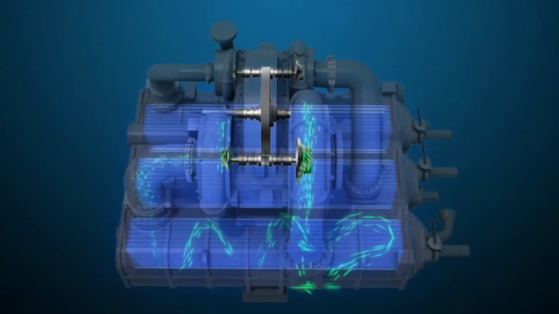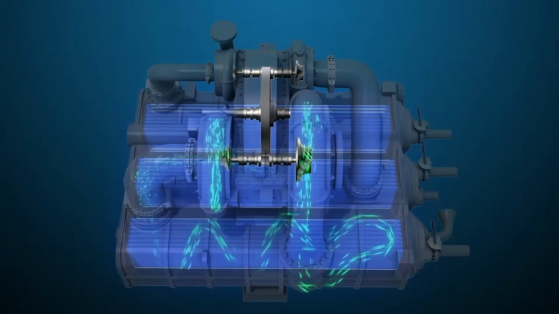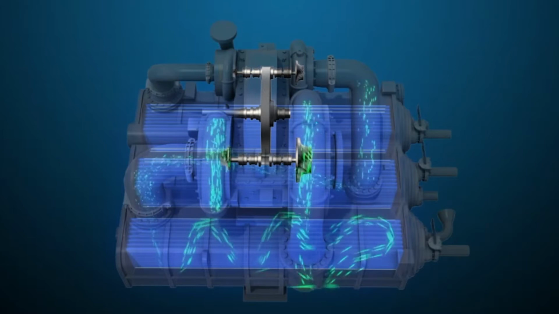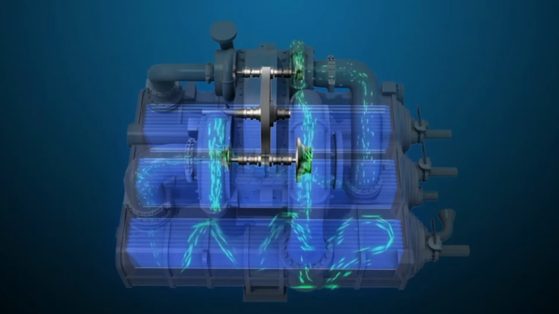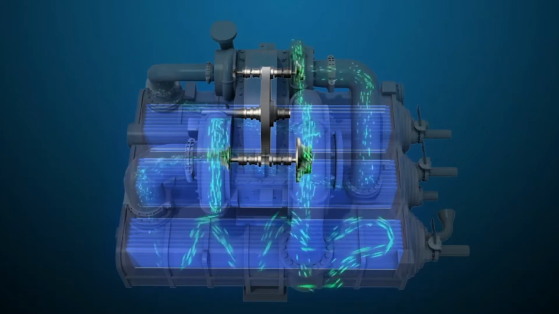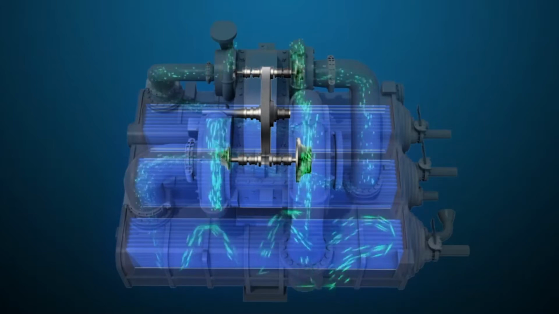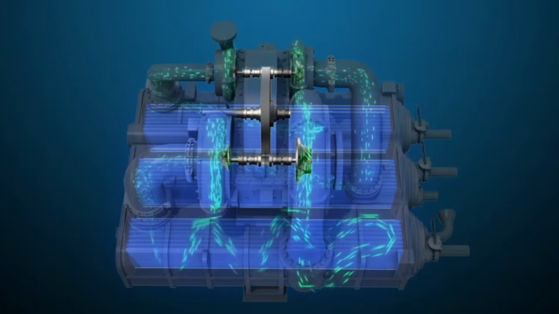The intercooled process is repeated through 4 or 5 stages depending on the desired pressure, resulting in less power required per pound of air compressed compared to the axial compressor in a gas turbine.